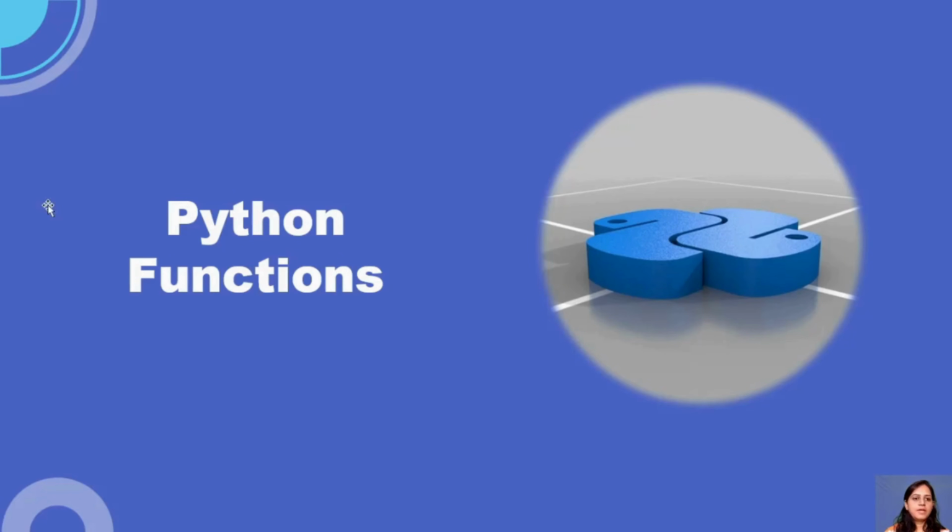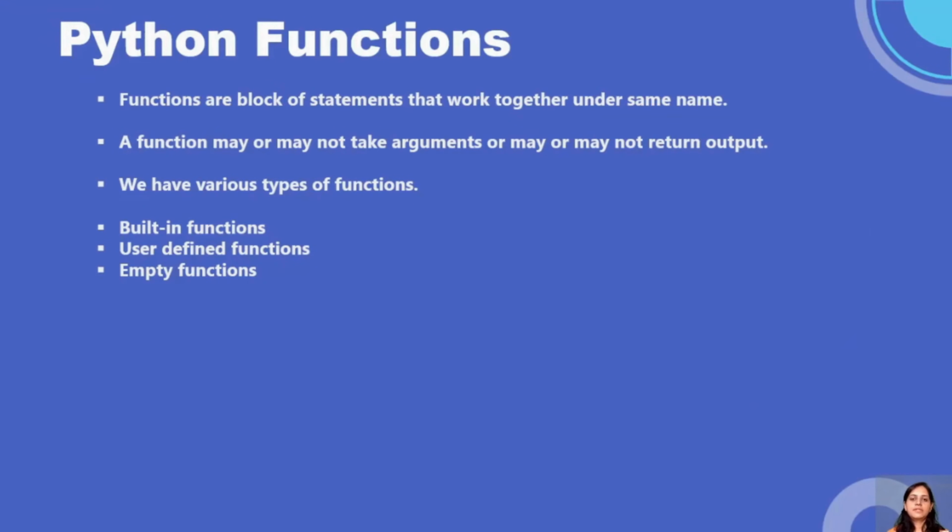So guys, here we are with our Python functions concepts. So what are functions? Functions are nothing but a block of statements that work together to fulfill a particular task in your applications, isn't it? A function may or may not take arguments. Sometimes you might have seen a function taking 0 arguments, and some functions taking multiple arguments, right? So we have various types of functions. We have built-in functions, user-defined functions, and empty functions as well, right?